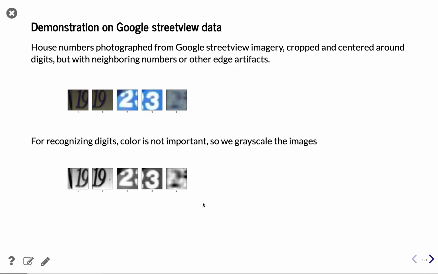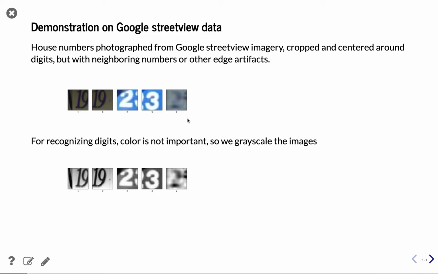Now let's take a look at what this does for a real data set. So here we have the Google Street View data. These are images from Google Street View which are focused on house numbers, and they're nicely cropped around individual numbers. Like here it's cropped around the 1, here it's cropped around the 9. And you can see that, of course, there are some edge effects, like other numbers which are surrounding the number. Not so much here, but here it is very clear. Other images are very noisy because they're taken from far away. Right?